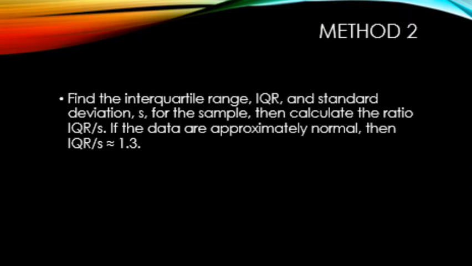The second method that we can use is to find the ratio of the IQR, the interquartile range, and the standard deviation. And again, if it is approximately 1.3, then the data is approximately normal.